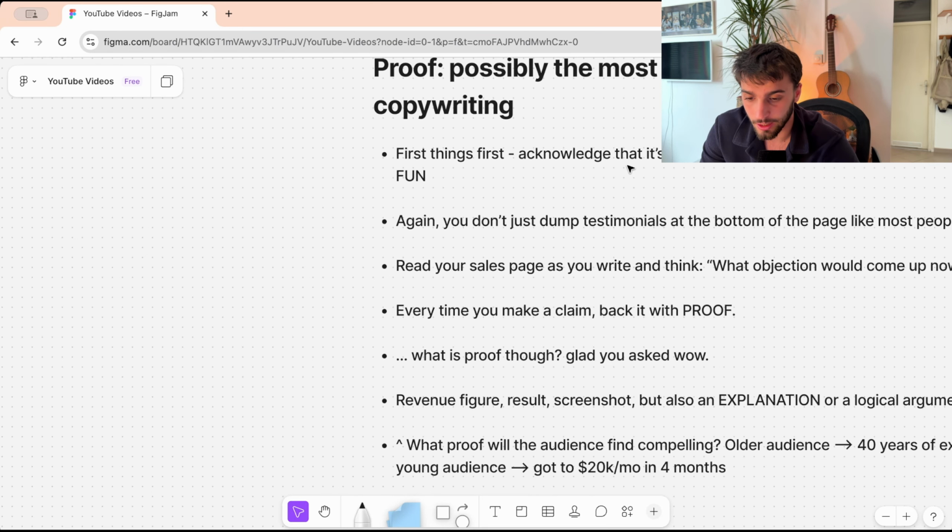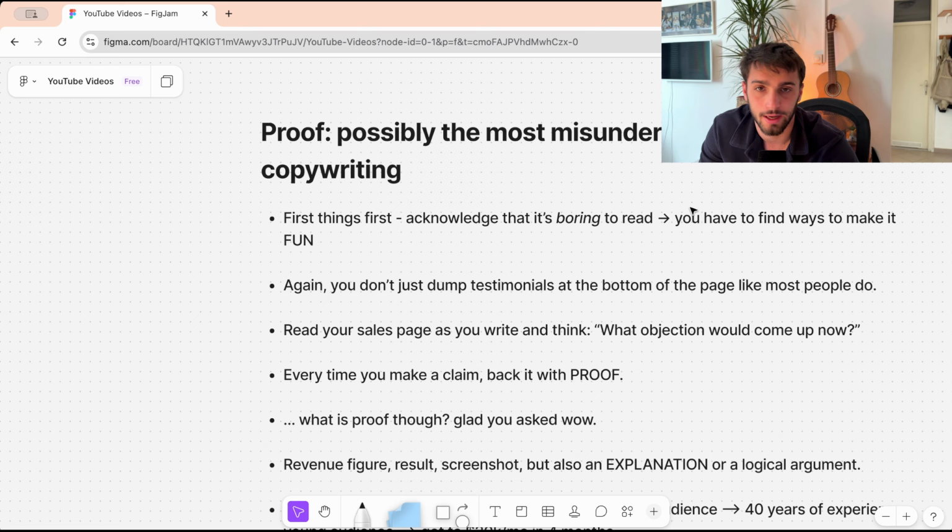And first things first, I acknowledge that it's boring to read proof. Nobody likes reading proof. You have to find ways to make it fun. Proof must be fun. And again, you don't just dump testimonials at the bottom of the page like most people do. Just read your sales page as you write and think what objection would come up now. I told you that a little bit earlier. Every time you make a claim, or every time an objection comes up, you back it up with proof.